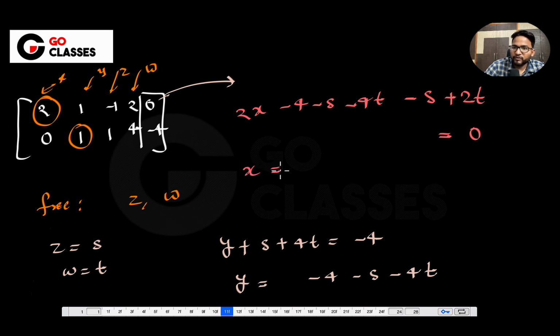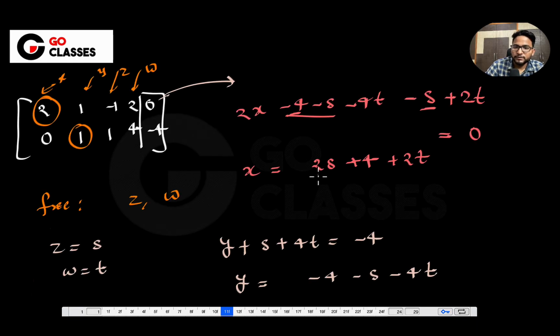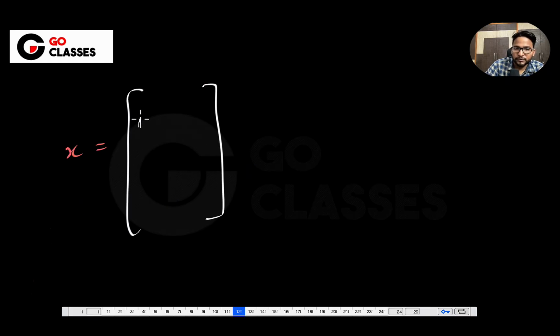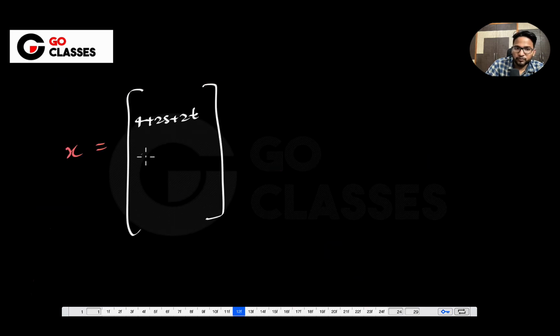So from here you can find the value of x. This is minus 2s, so it will be plus 2s here. This is minus 4, so it is plus 4 here. So s is okay, 4 is okay, and then this is minus 2t, so it is plus 2t here, right? So finally let me write the value of the vector x, which is the final solution. The first is 4 plus 2s plus 2t, and then this is minus 4 minus s minus 4t, and then this is s, this is t, right?